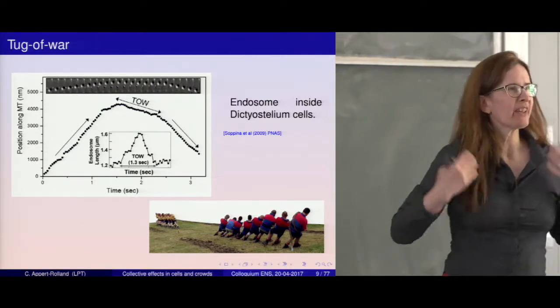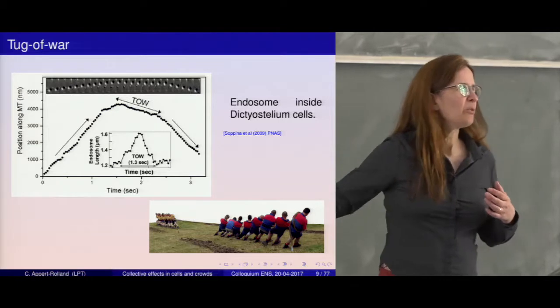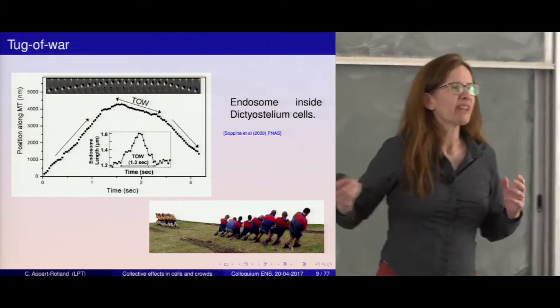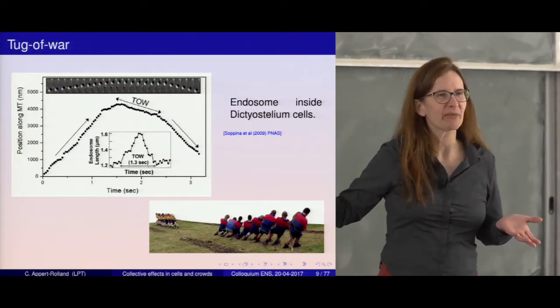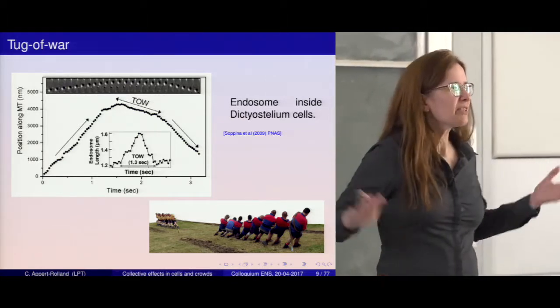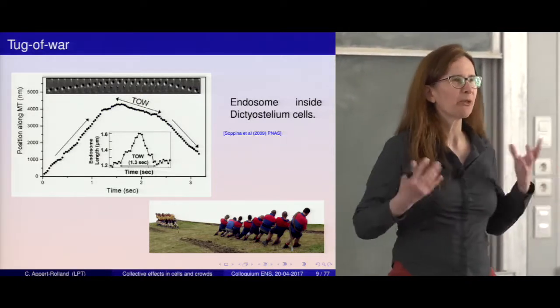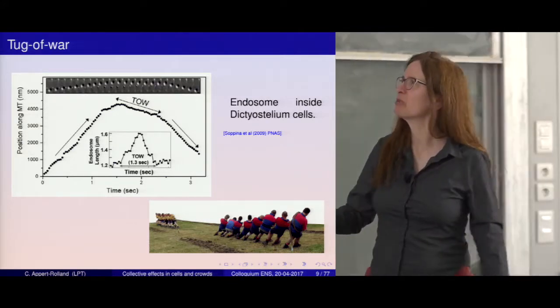So people came with the idea that it's a bit like this game, the tug-of-war, where you are pulling on a rope with two opposite teams. And you know that this is not a very efficient transportation system. It doesn't usually move, not so much. But if the cell chose this, there must be a reason. So that will be my first mystery. Why is it so? We'll try to understand this.